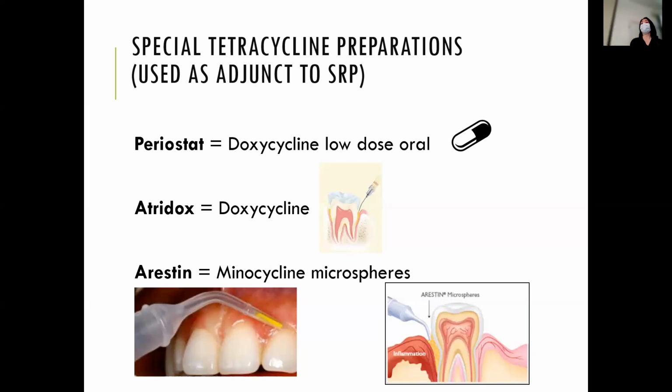You guys will be using Arrestin in clinic, yeah. And you'll get more about this in another class, but it's really expensive in the world. It's like $75 per this little picture here, that's for one site. So say someone has a 6, 7, 8 millimeter pocket, you'll put this amount up into that pocket, and that'll be like $50 to $75.